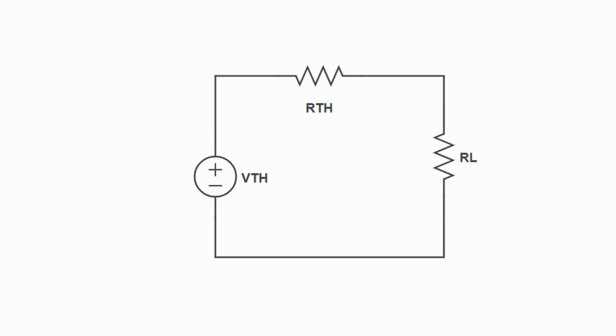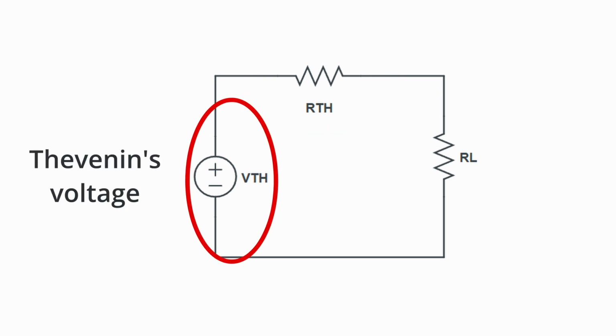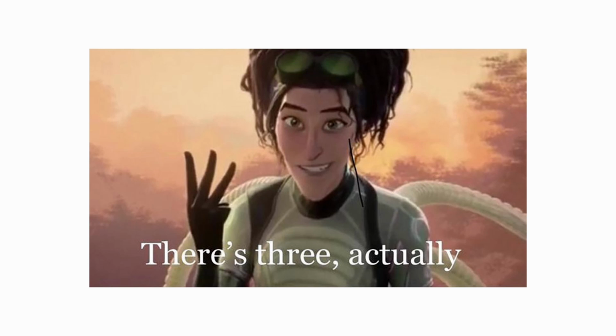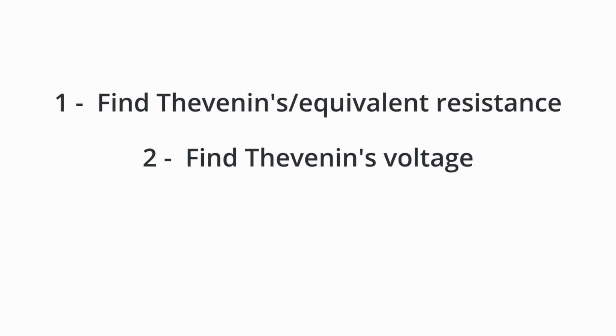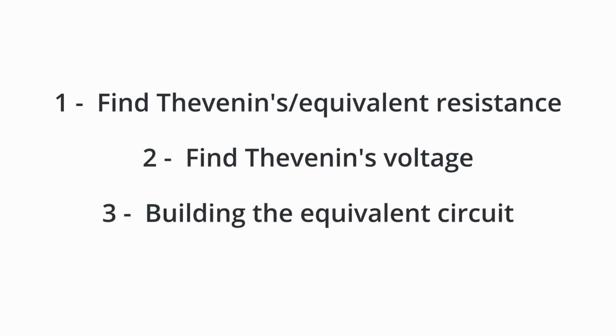As I mentioned earlier, Thevenin's theorem simplifies our original circuit into one where we only have two resistors, one being the resistor that we want to analyze and the other being the equivalent resistor of the rest of the circuit, plus a voltage source, which is Thevenin's voltage. We can summarize the whole process in three steps, the first one being finding Thevenin's resistance, then the second one is finding Thevenin's voltage, and we finish off by creating the equivalent circuit with the found Thevenin's voltage and resistance.